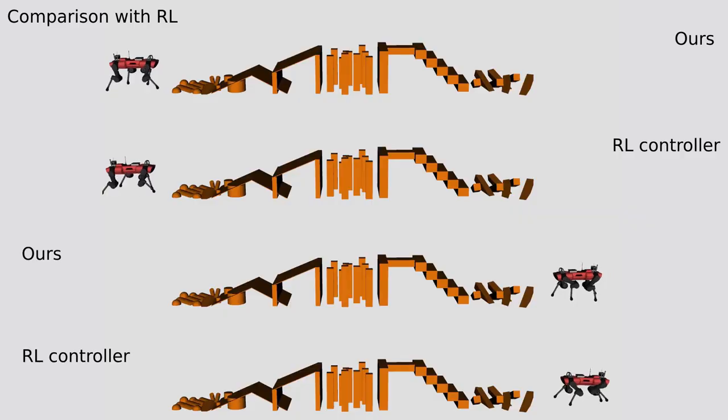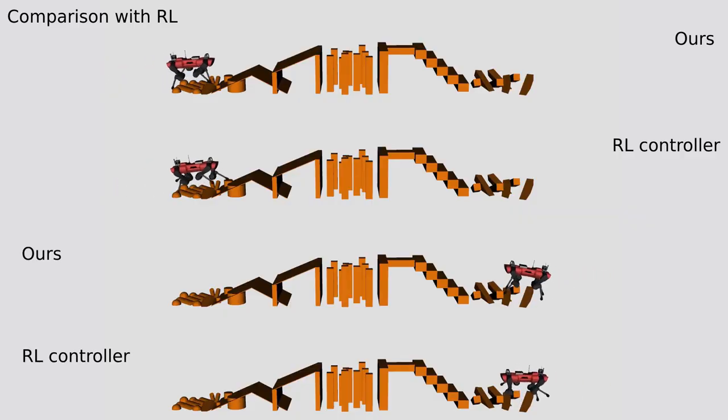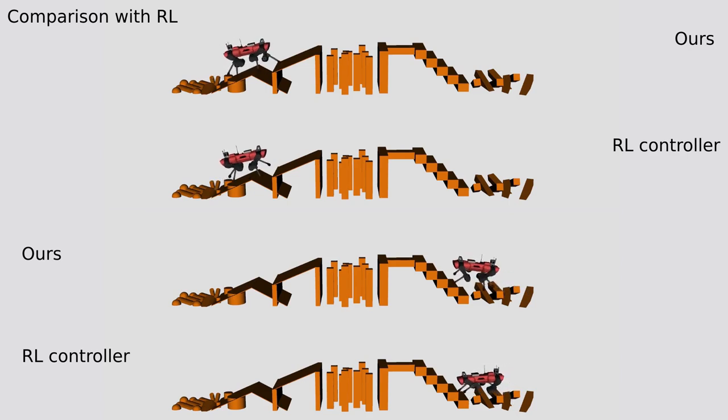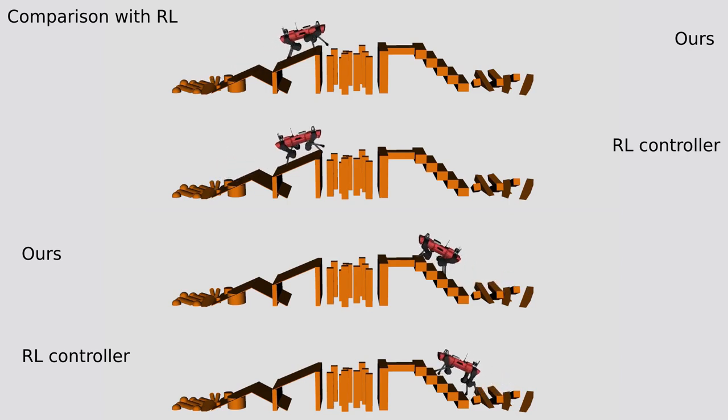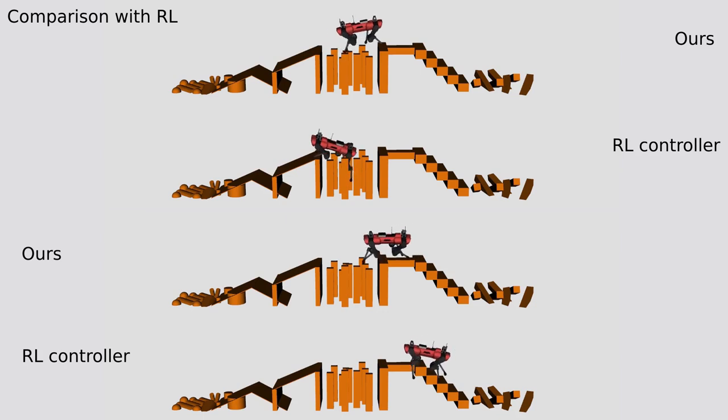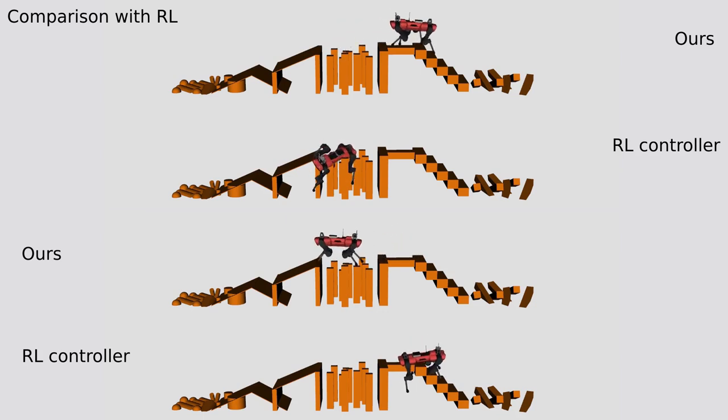We compare our method against a perceptive controller based on reinforcement learning in the same obstacle course. Both controllers can cross the unstructured terrain at the beginning and end of the obstacle course. However, the controller based on RL fails to use the perceptive information fully.